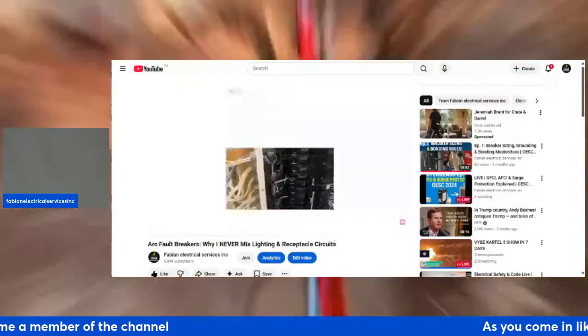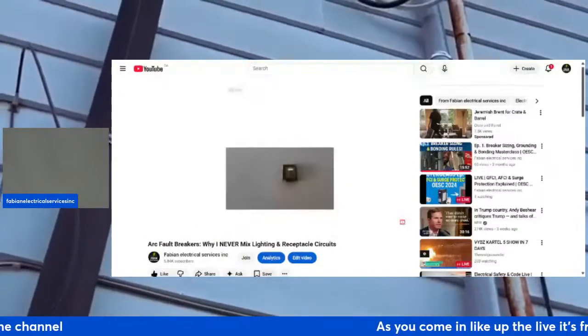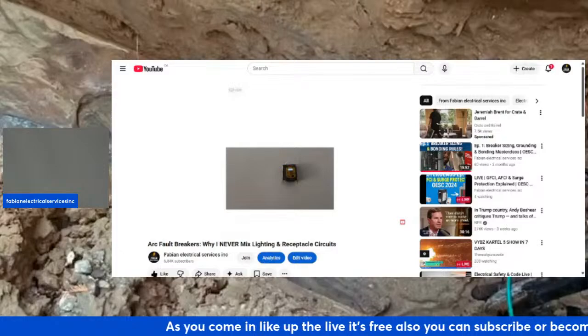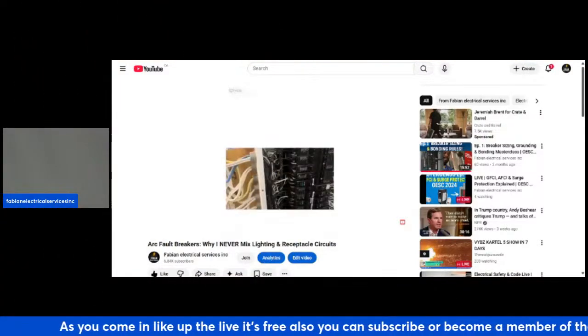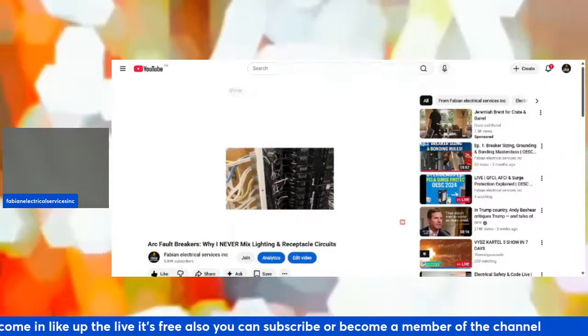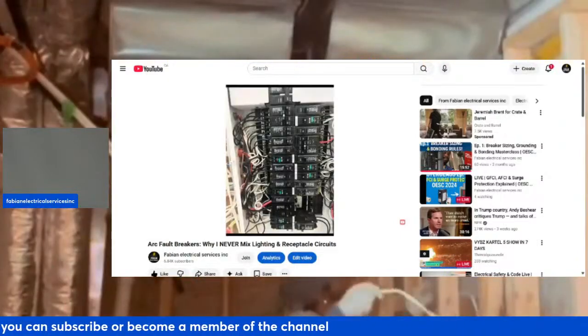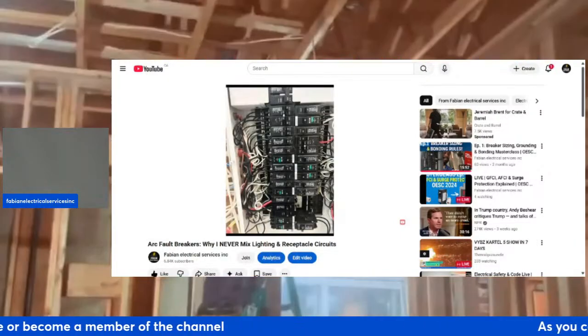and it's powering both your lights and outlets, you just made one of the most common wiring mistakes I see on job sites. Today I'll be explaining why mixing lighting and receptacle circuits on the same arc fault breaker is a bad idea and how it can lead to hours of wasted troubleshooting.